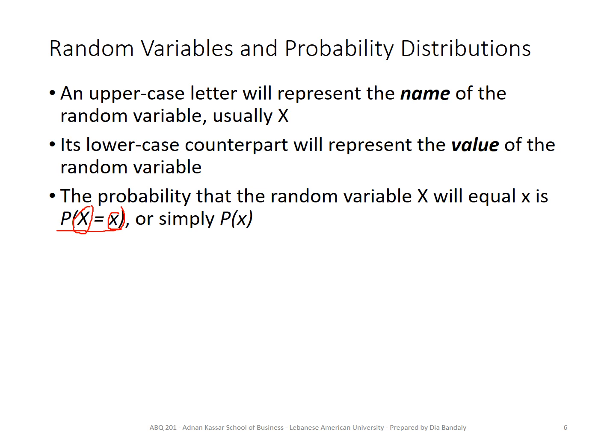Or we simply denote it by P of x. So for example, we say the probability that we will see 2 heads, so we simply write P of 2. This will make our statements or writing the different steps in solving problems about probability much easier than using this notation. Okay, so we're going to use mainly this notation.